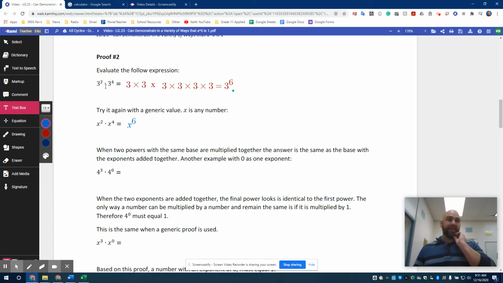And again, this is if the bases are the same. We can't do it if we have different bases. They have to have the same base, right? Like 3 and 3 are the same, x and x are the same, so it works out okay.